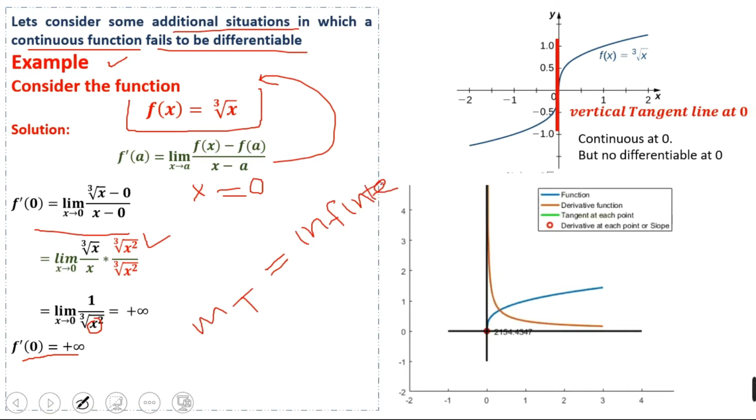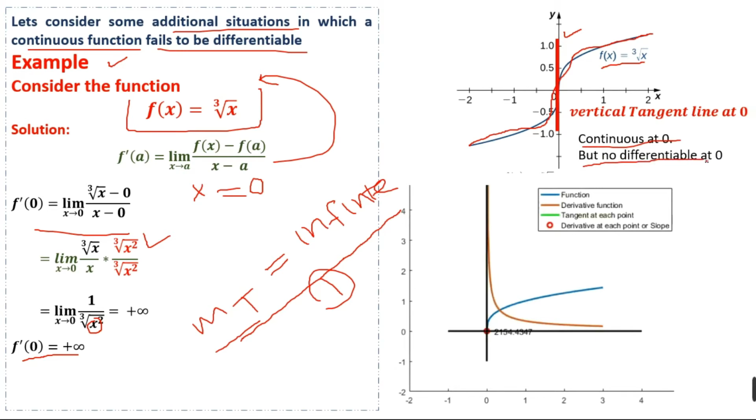Okay, so when a function has a tangent line with infinite slope, at that point the function is not differentiable. This is the graph of the given function, which is continuous everywhere: f(x) = cube root of x. At x = 0 the function has a tangent line with infinite slope. This means at that point the function is not differentiable. So the function is continuous at 0 but not differentiable at 0.